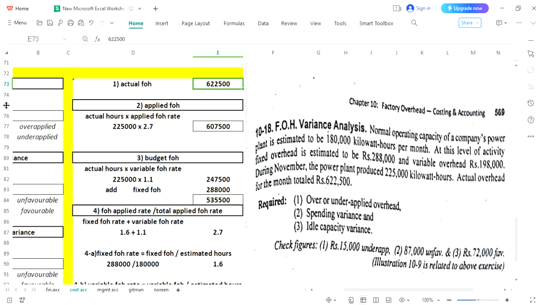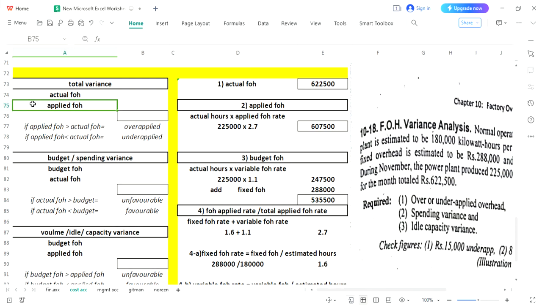So you will go to the main page now. It's time to put these values. What we first need is actual FOH. The first requirement we have met is actual FOH, so you need to put the same actual FOH, 622,500, in front of actual, and then you need to have applied FOH. The second requirement is applied FOH, which you have calculated as 607,500. So you are going to put the same amount over here.